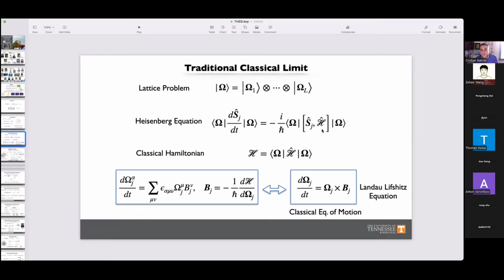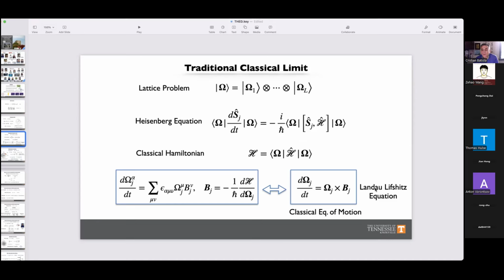And then if we rewrite this equation now, we get basically the very well-known Landau-Lifshitz equation of motion that tells us that the time derivative of this classical vector is simply the cross product of the vector times an effective field that is obtained by taking the derivative of the Hamiltonian with respect to each of the components of this classical vector.